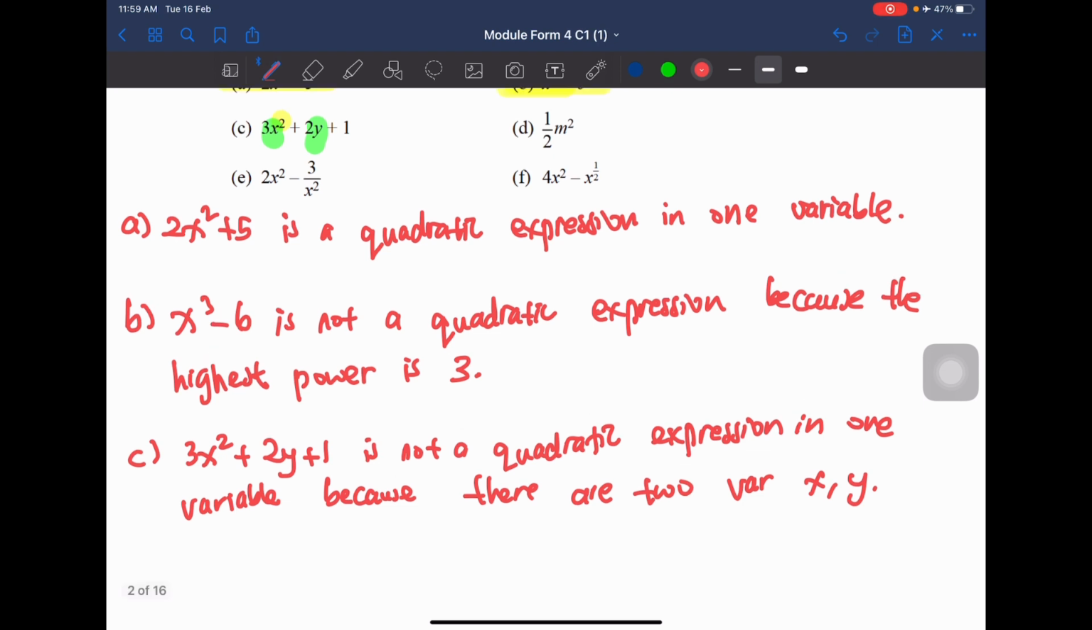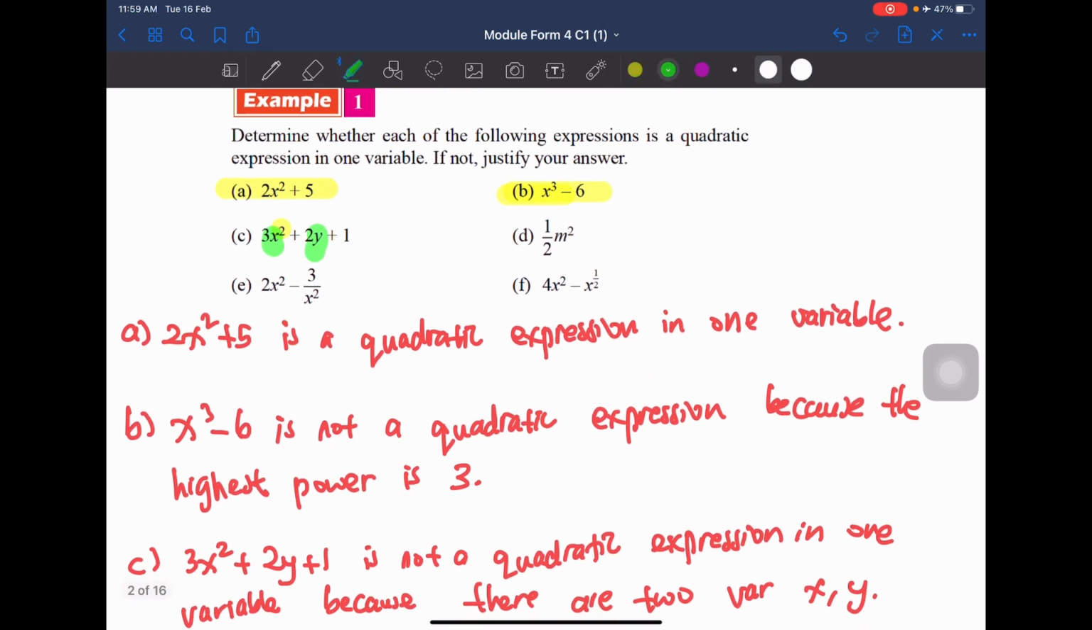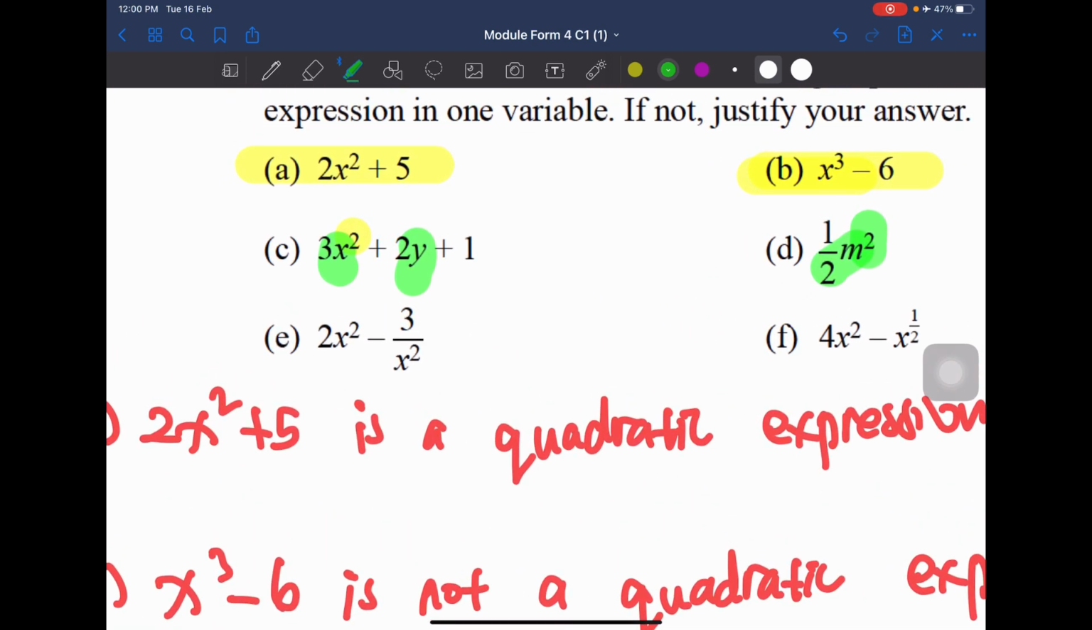Okay, next D. Okay, we look at D. Kita ada quadratic ataupun bukan, ya, because highest power is 2 and we only have one variable m. So D adalah yes. Okay, next tengok E pula. E, kita hanya ada one variable kan, which is x. Okay, it's very good.